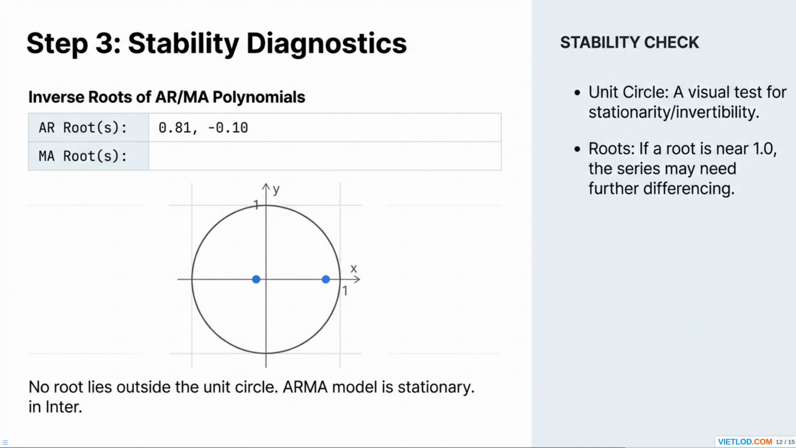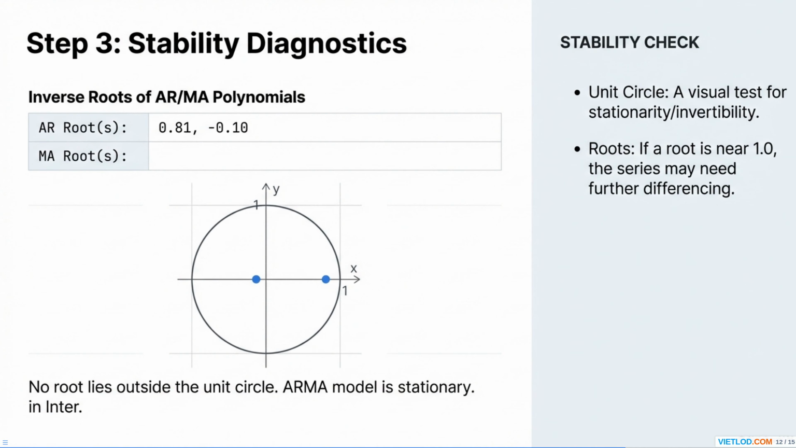After estimating our ARMA model, Step 3 is dedicated to stability diagnostics, a critical check for ensuring our model is well behaved. EViews provides a clear visual for this, the unit circle plot. This graph displays the inverse roots of the autoregressive and moving average polynomials. For a model to be stationary and invertible, all these roots must lie strictly inside the unit circle. This is a fundamental requirement for reliable time series modeling.